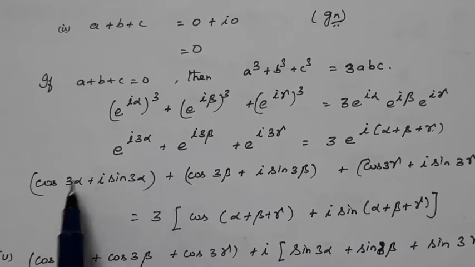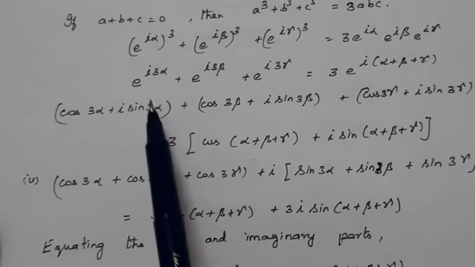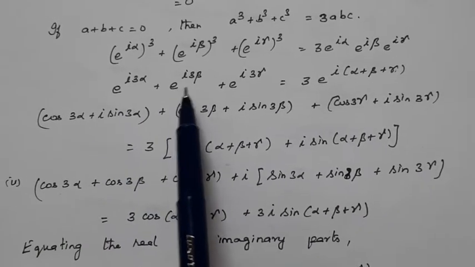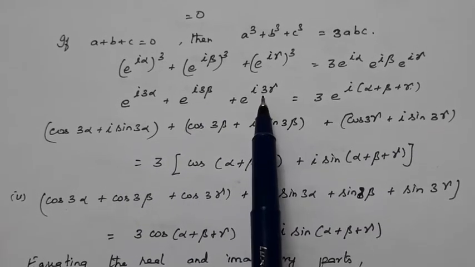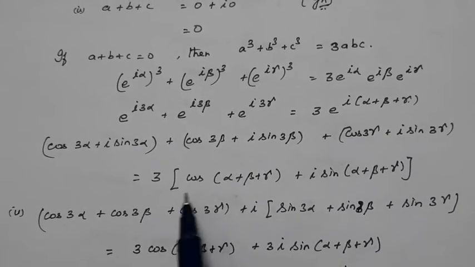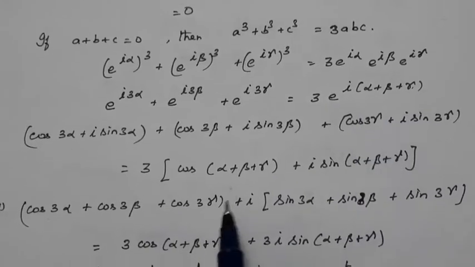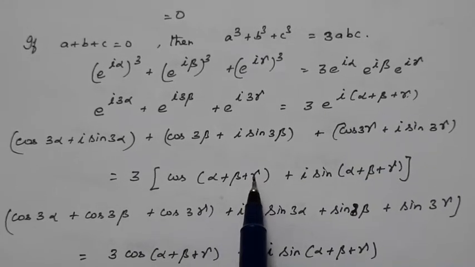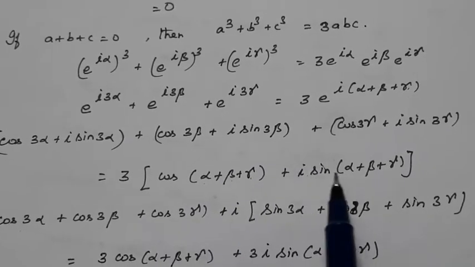So, e power i3 alpha is nothing but cos 3 alpha plus i sin 3 alpha. In order to get the required result, we are again transforming. Again, e power i3 beta is equal to cos 3 beta plus i sin 3 beta, and e power i3 gamma is cos 3 gamma plus i sin 3 gamma. And here 3 times e power i angle, where the angle is alpha plus beta plus gamma, means the argument is alpha plus beta plus gamma. So, 3 times cos of alpha plus beta plus gamma plus i into sin of alpha plus beta plus gamma.